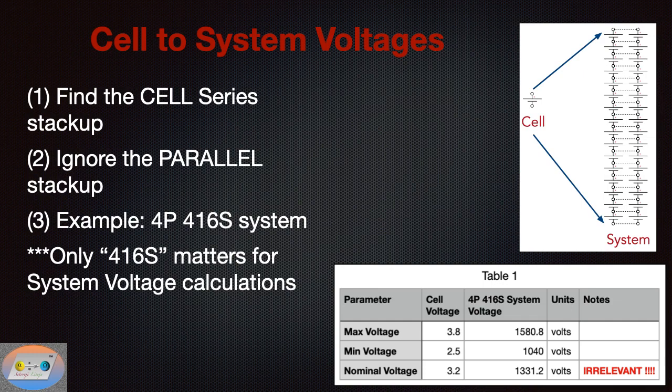Principle number two is ignore the parallel stack up. Even though the parallel stack up for this particular system is 4P, you ignore it for the system voltages. In my example it's 4P416S, and only the 416S matters for system voltage calculations. You see the little diagram in the top right. We're taking the cell and extrapolating it into the system voltages here. So that's how you do it.